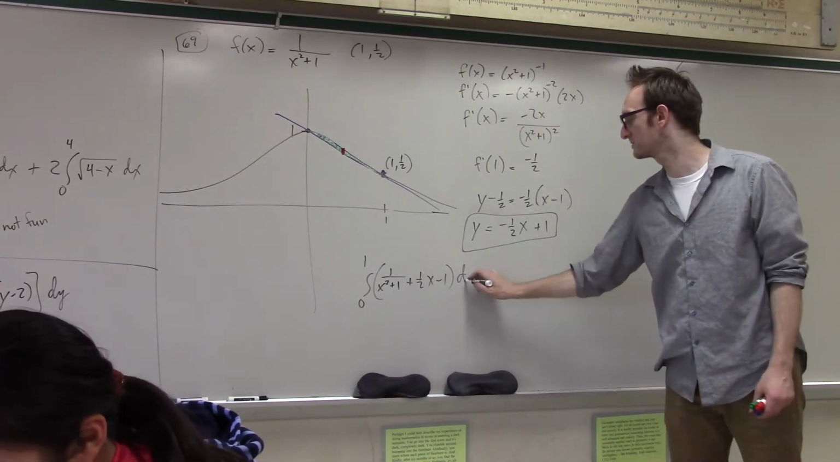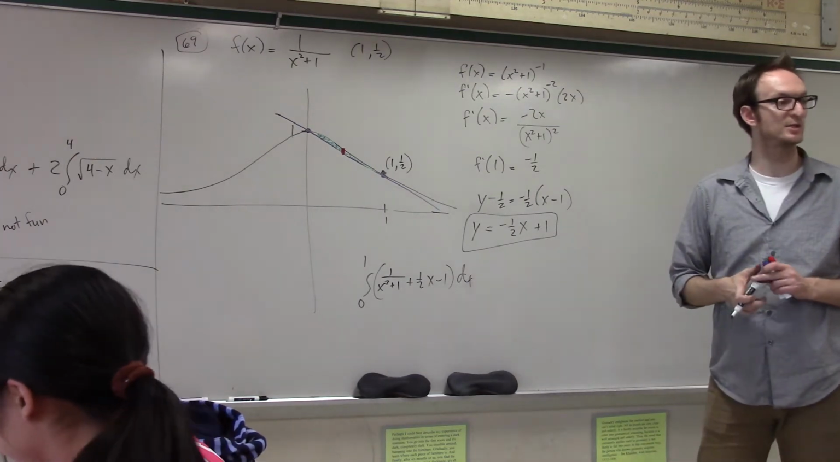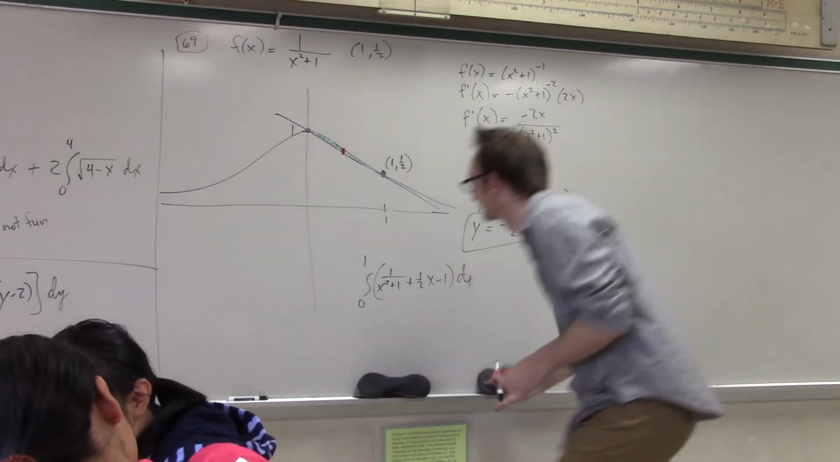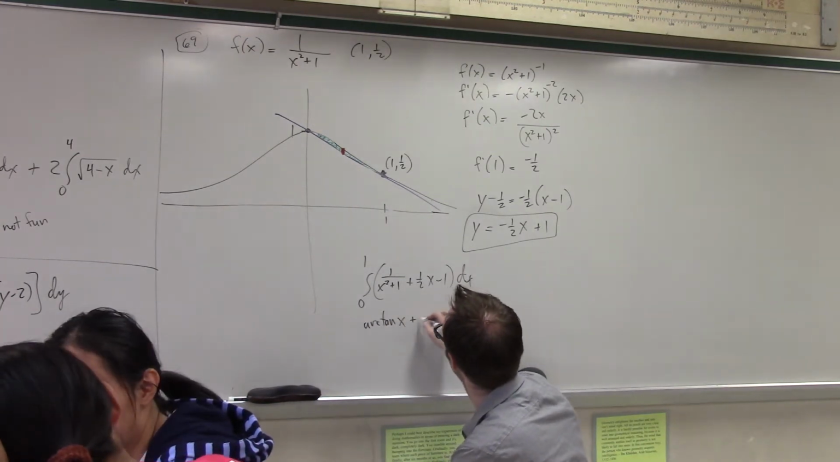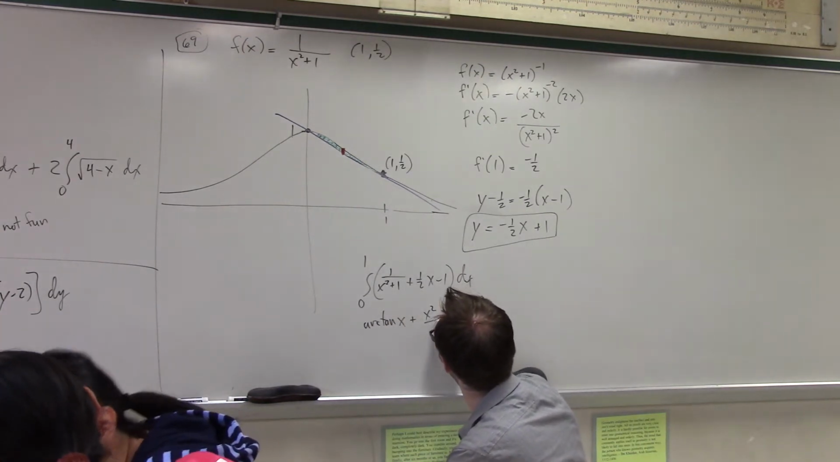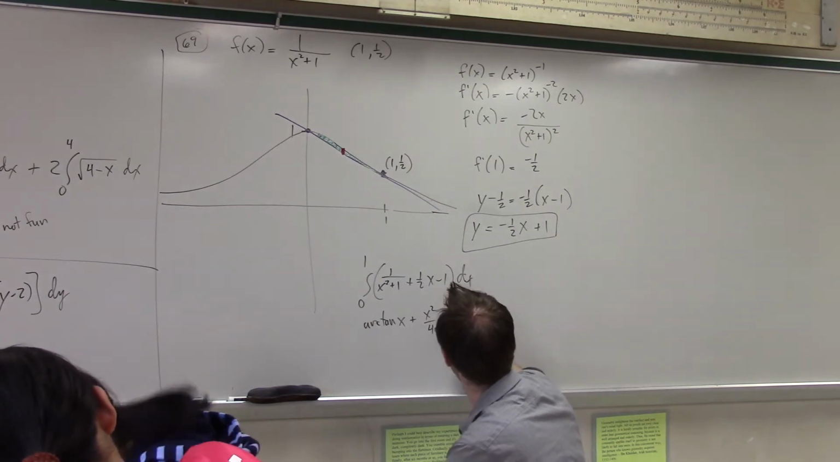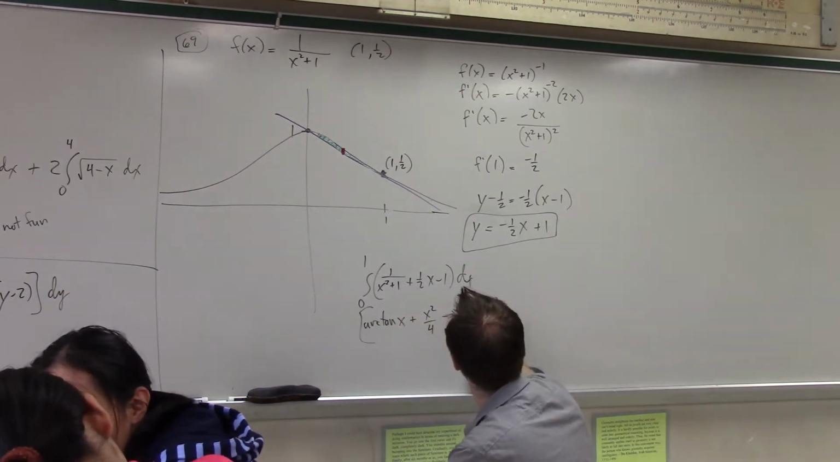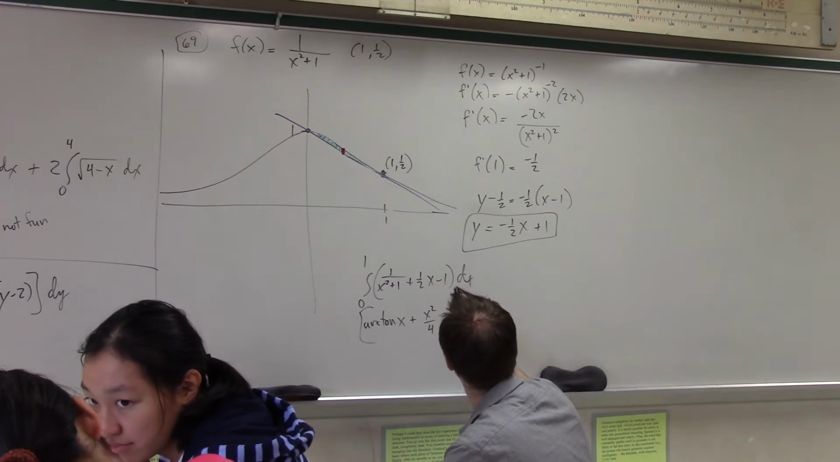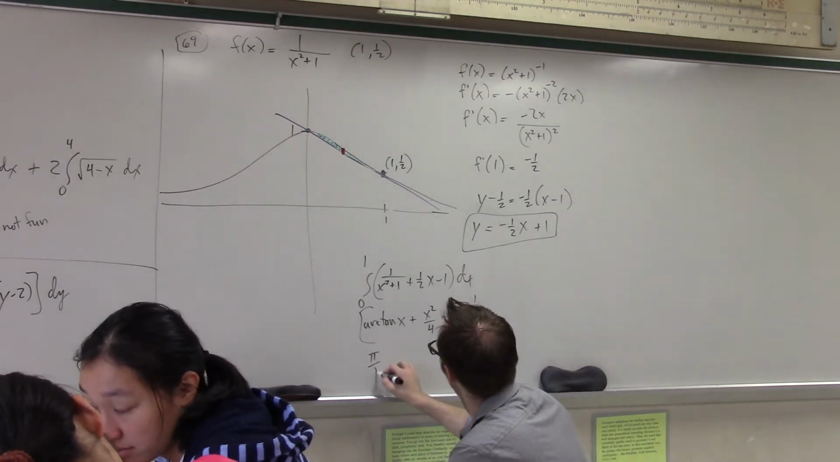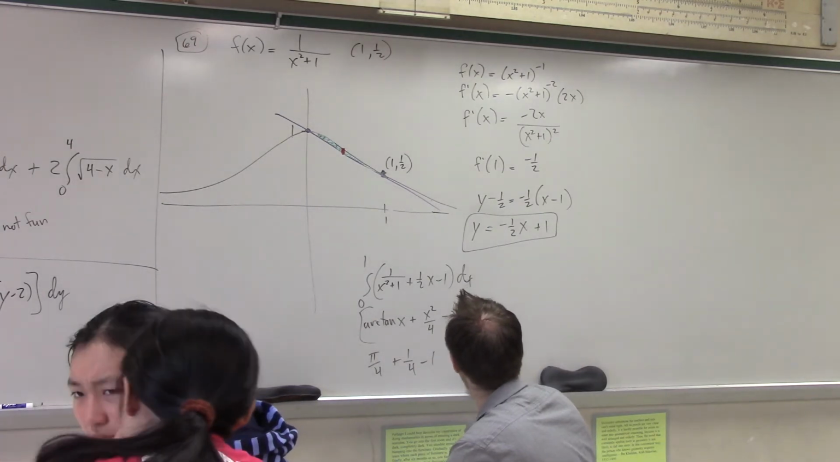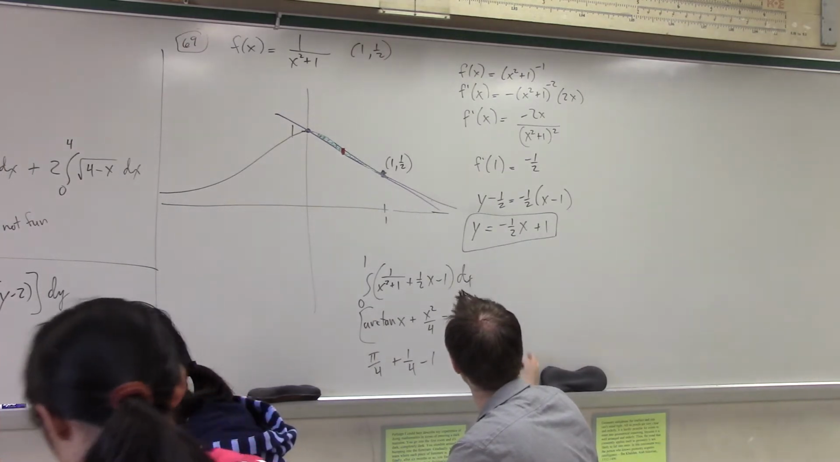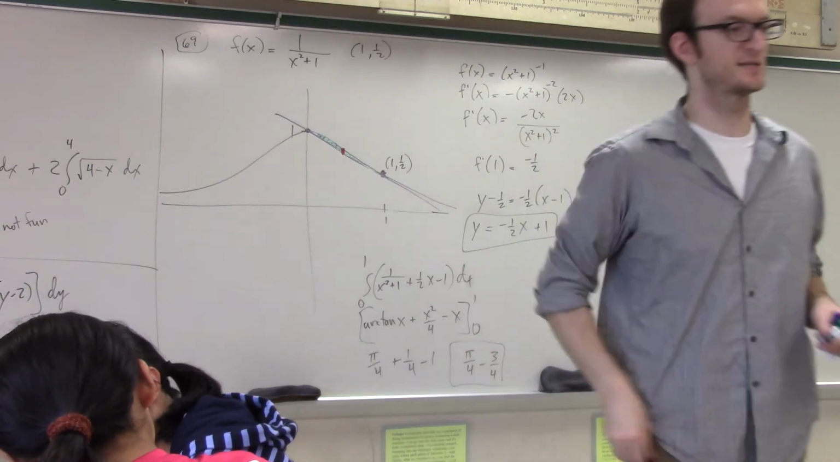And now that's not such a hard integral to actually do, right? Because that's just arctan x, and then x squared over 4, and then minus x, evaluated at 1 and 0. So it's pi over 4 plus 1/4 minus 1. So you get pi over 4 minus 3/4 as your final answer. Which is a tiny number, because pi is a tiny bit more than 3.